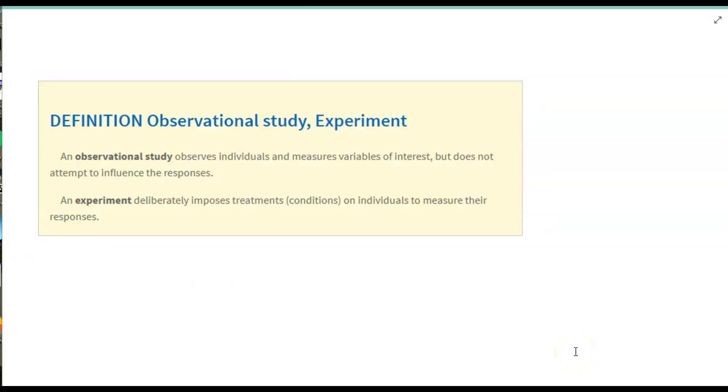An observational study observes individuals and measures variables of interest, but does not attempt to influence the responses. And an experiment deliberately imposes treatments, we call those conditions, on individuals to measure their responses.